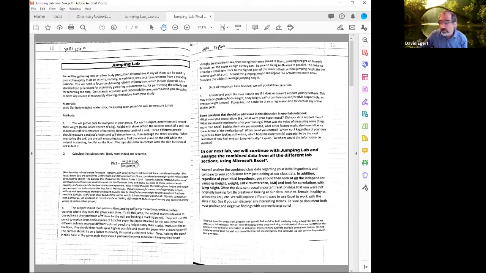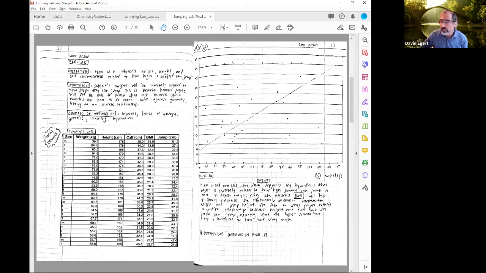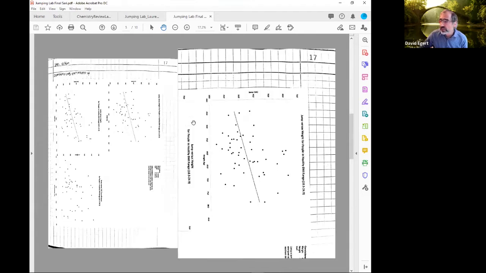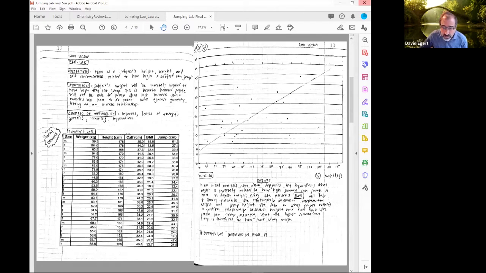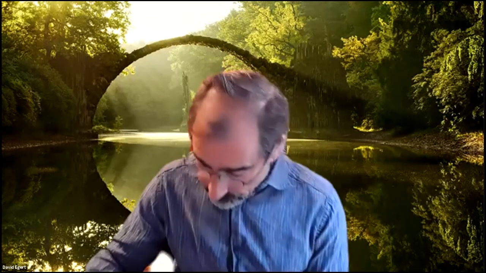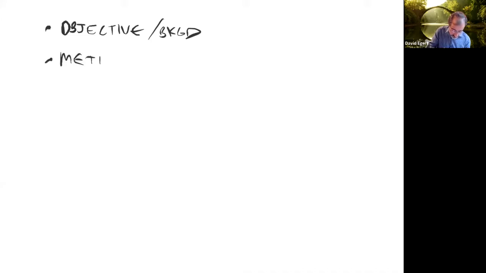Then she's got the methods and materials here. Here she's got her objective, hypothesis, data, her graphs, and her discussion. So just putting this all out there: it's the objective, maybe some background, which is coming out of the lab manual. There's going to be the methods, which again are coming straight out of your lab manual.